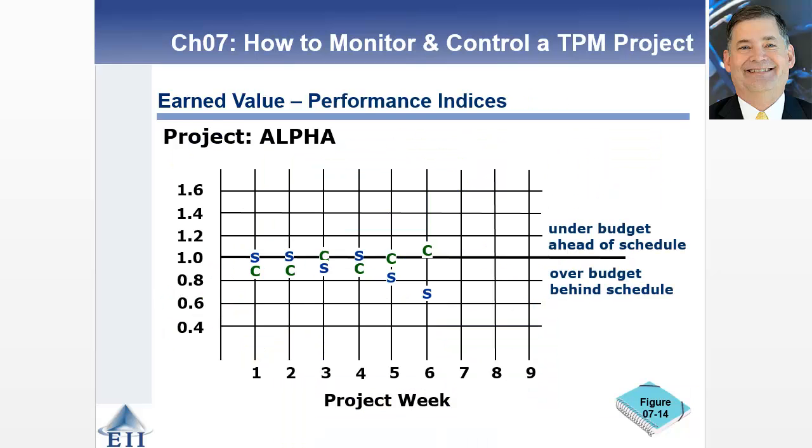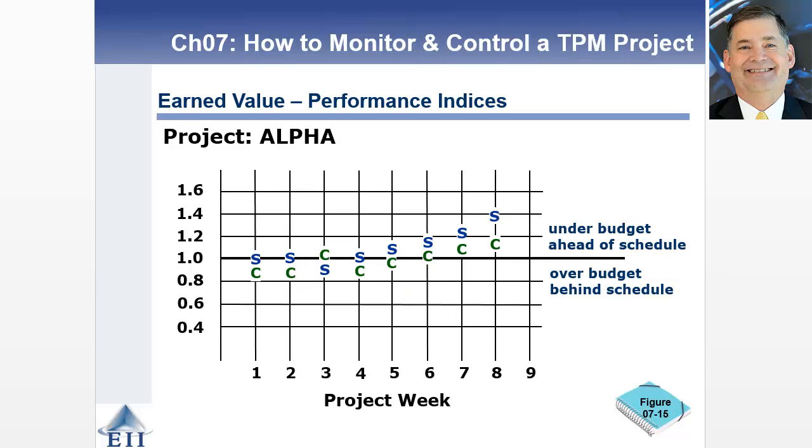All right, so in this particular case, the S stands for schedule, of course. C stands for cost. So what's going on here? It looks like the cost is headed in the right direction and the schedule is definitely headed in the wrong direction because, again, you want numbers that are greater than 1. So in this particular case, the schedule is falling behind and now is actually significantly behind in terms of this particular project. All right, let's look at a different one.